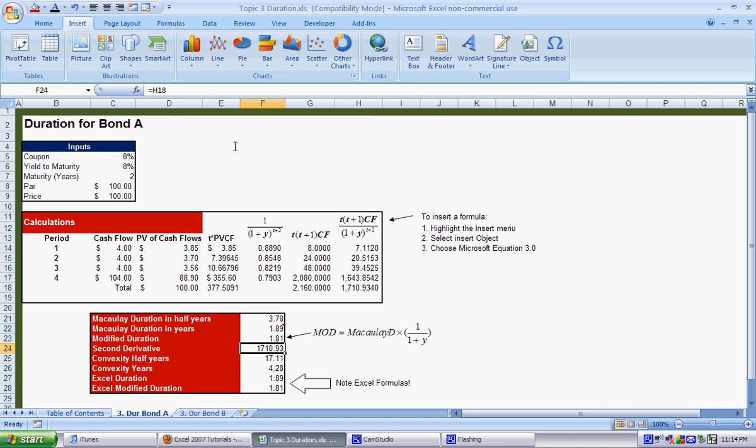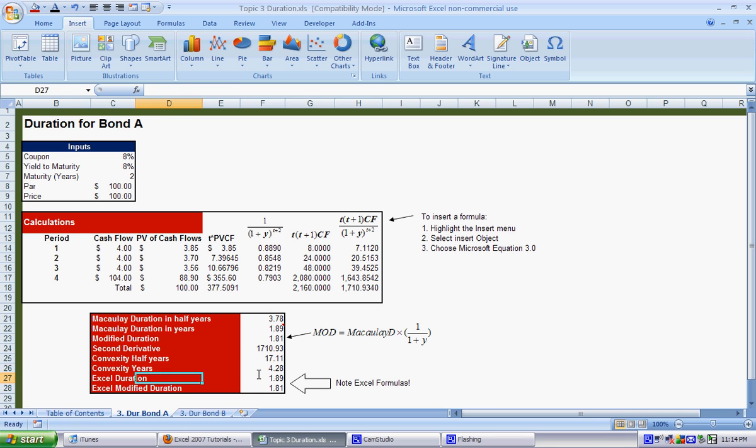So the second derivative, this is just what we did here. The sum of all that is the second derivative, and the only reason you use that is to get the convexity. So for convexity, you do the second derivative divided by the present value of all the cash flows. And again, convexity in years, in this case, you have to do 2 to the second power. So if this is what we know, divide by 2, but because it's a second derivative, you have to do that to the second power.